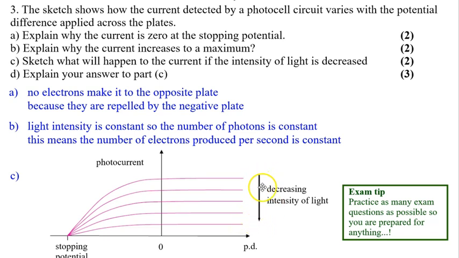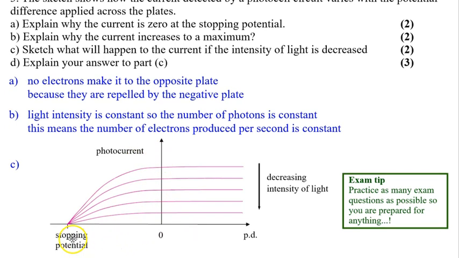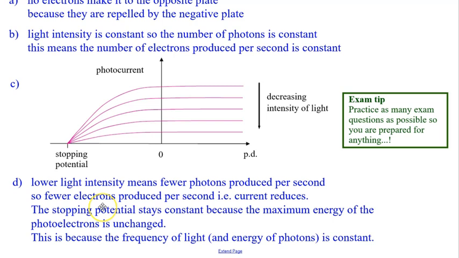But what actually happens if we decrease the intensity of light, then the photocurrent, that's the current detected in the photocell circuit, the maximum current will reduce. So all these horizontal lines will start to move lower down, to a lower current. However, and very importantly, the stopping potential does not change. So it's not like this x-intercept starts to move to the right. The x-intercept stays constant.